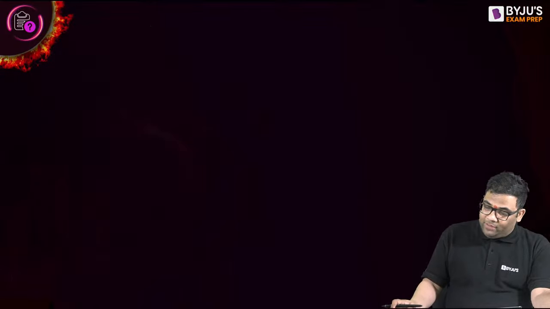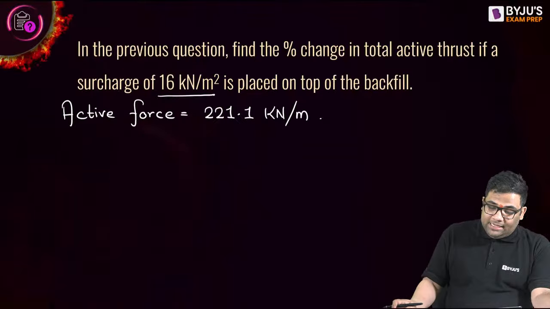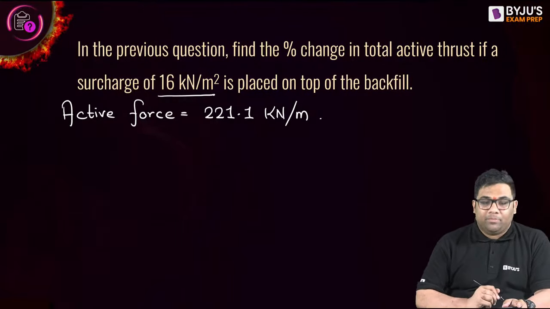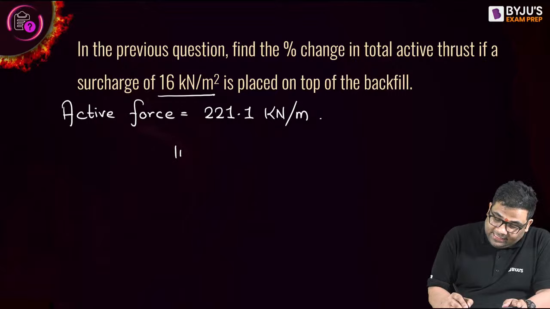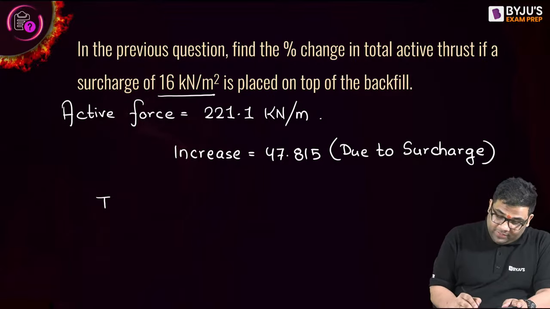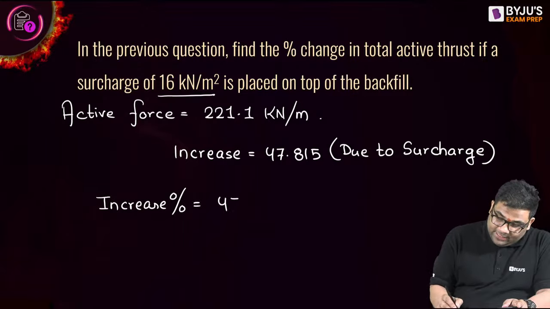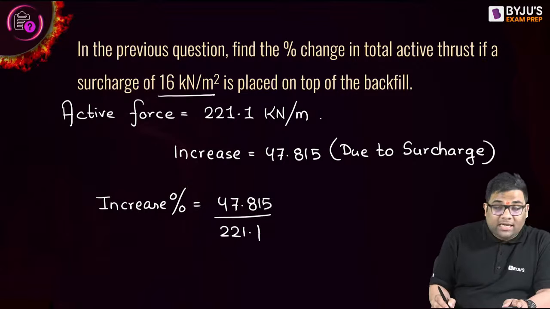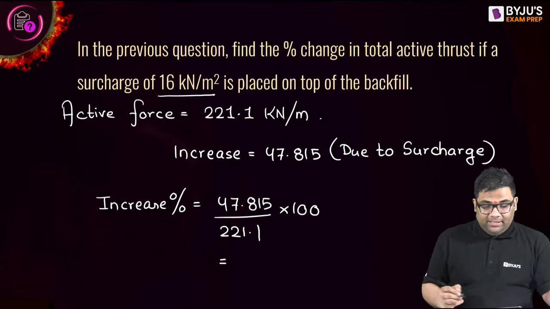So 47.815 I'm getting. Earlier it was 221.5, right? Now, how much increase happened? The increase is 47.815 due to surcharge, okay? So the increase percentage will be very easy: the increase divided by the original one, that is 221.5 without surcharge, into 100.